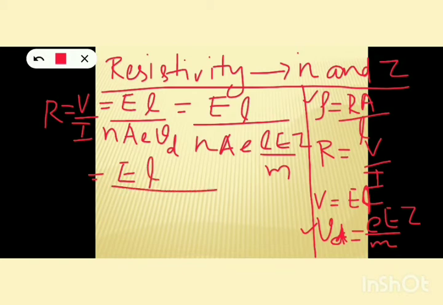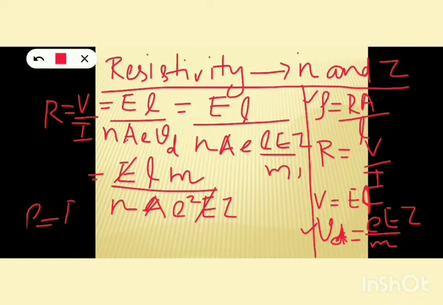So that equals E into L divided by N into A into E square, then capital E into tau. This M goes to the numerator, so this M comes here. So we have E L M by N A E square, E into tau. This E and this E will cancel. Then what is left? We have resistance R is equal to M L by N A E square tau, right? We need to find out resistivity. What is the expression for resistivity?